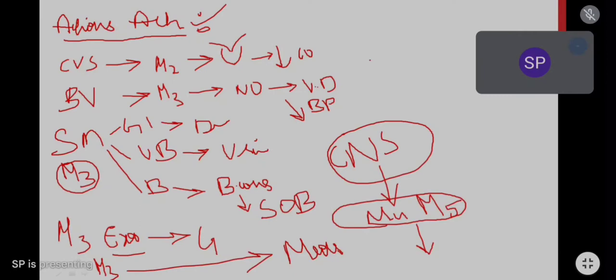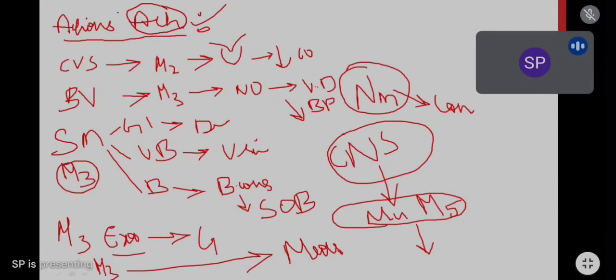And sometimes if acetylcholine acts on nicotinic receptors, we have NN and NM. If the NM receptor is activated, what happens? All skeletal muscles will be contracted. It may cause convulsions here. So all these actions are seen if acetylcholine is slightly increased in the body.